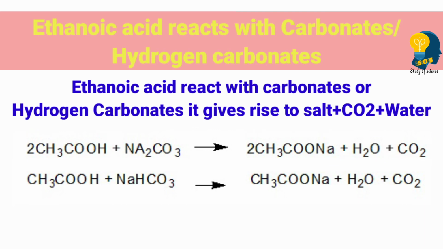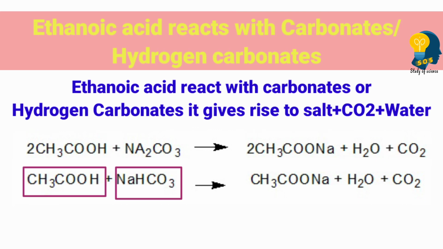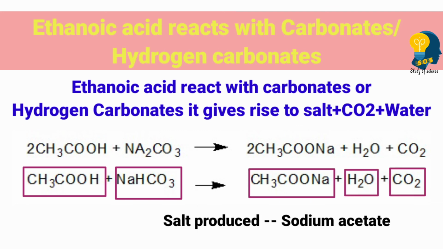Similarly, when ethanoic acid reacts with sodium hydrogen carbonate, which is also called sodium bicarbonate, the products formed remain the same. That is the salt, water and carbon dioxide. And the salt which is formed here is the same, sodium acetate. In both cases, the products are salt, water and carbon dioxide.